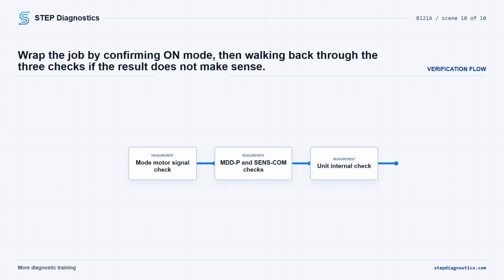The key is to follow the voltage path in order. First the mode motor signal check, then the MDDP and SENS-COM open wire checks, and then the climate control unit internal circuit check. If the results do not line up with the path you have already taken, pause, recheck the earlier diagnostic path and avoid guessing.